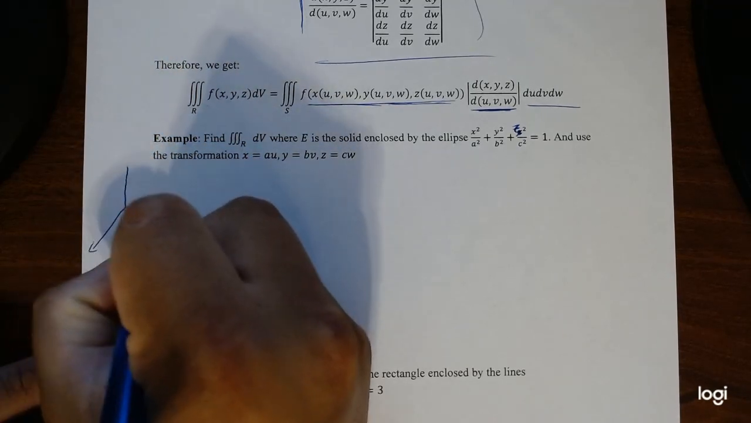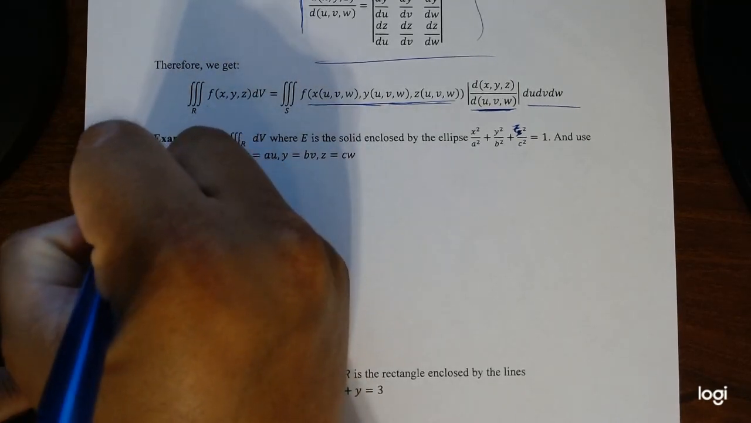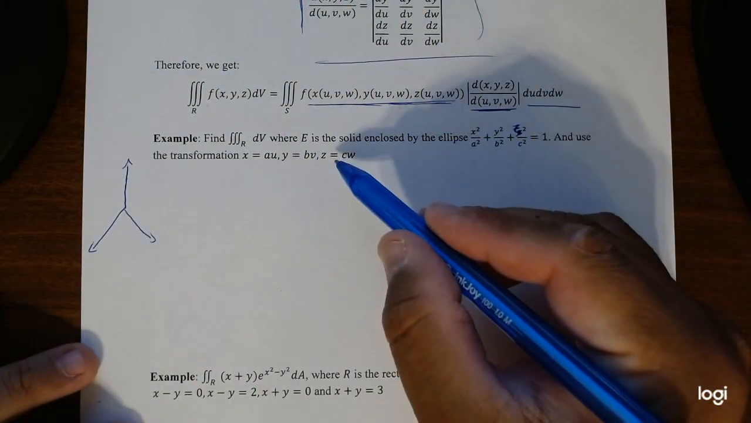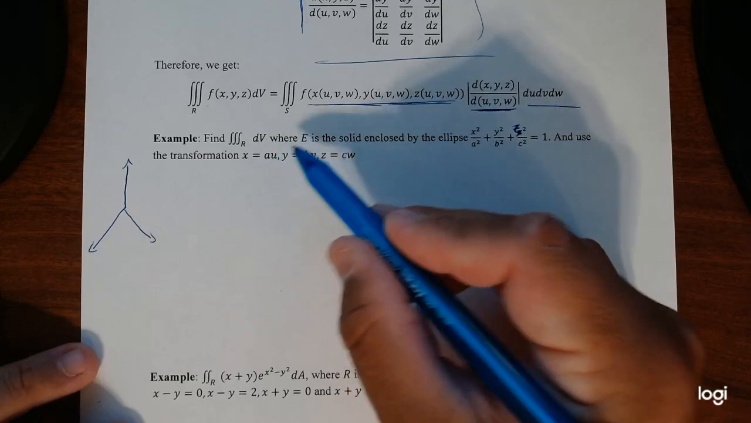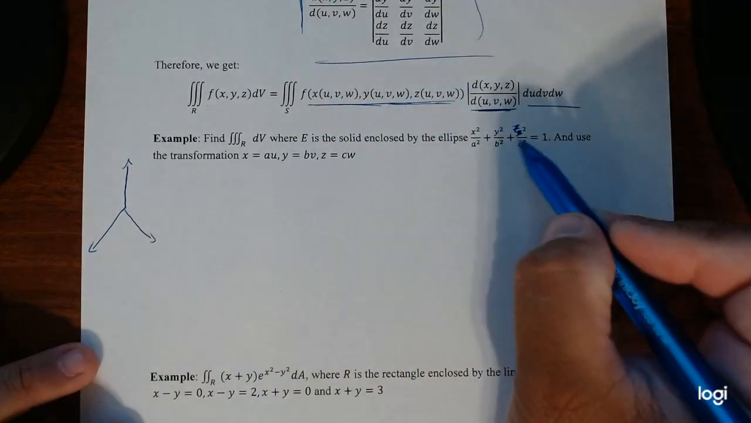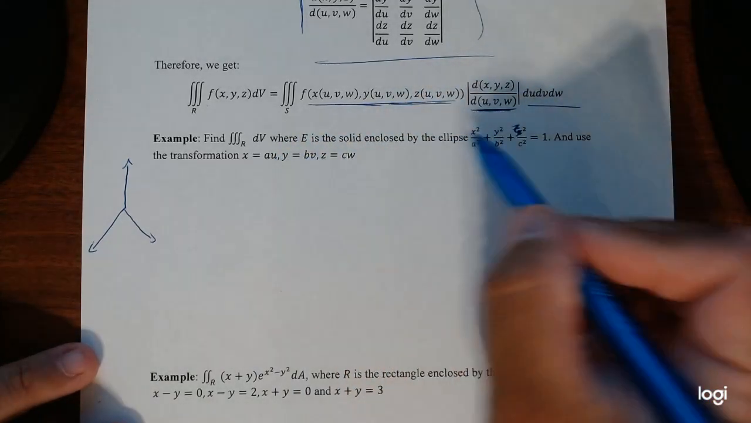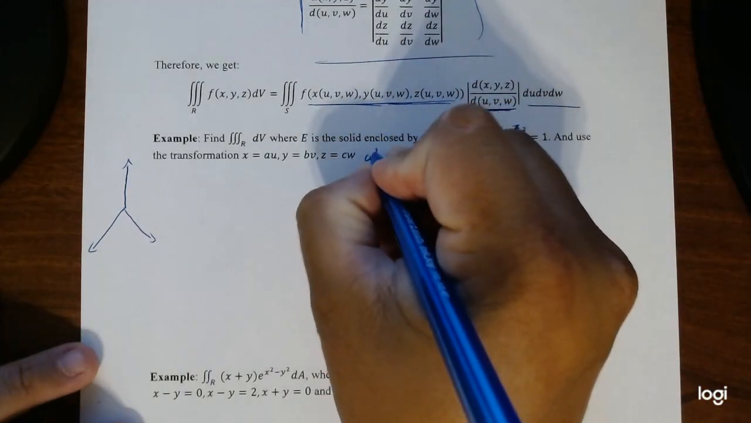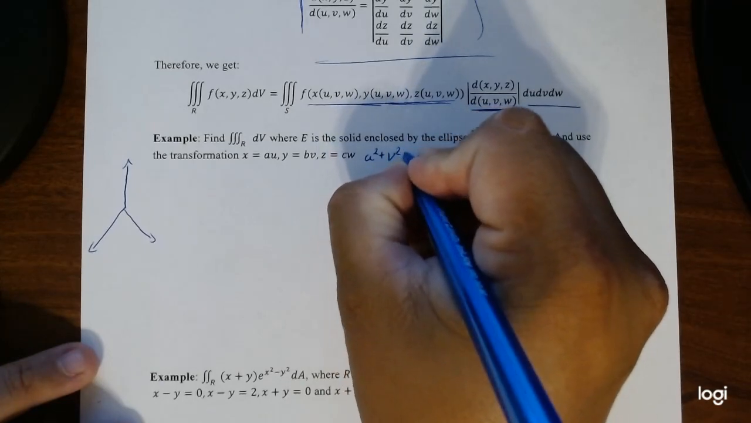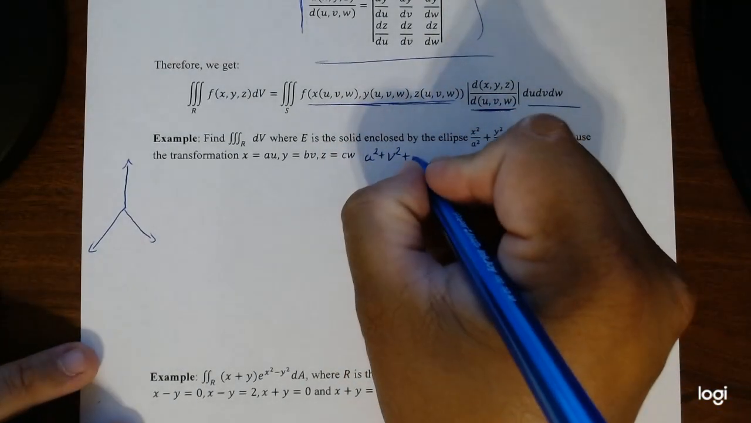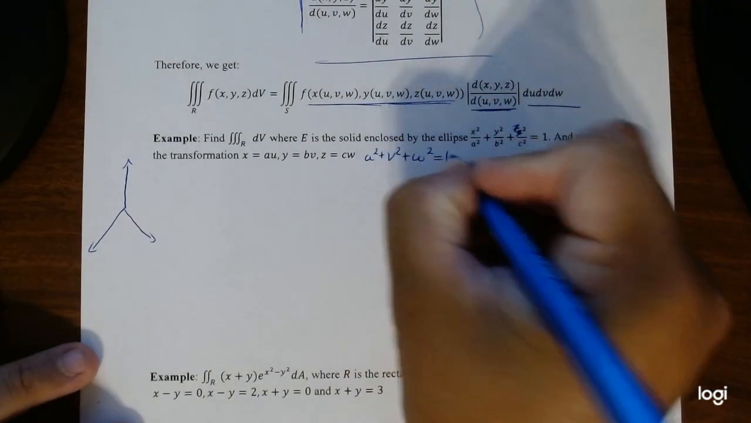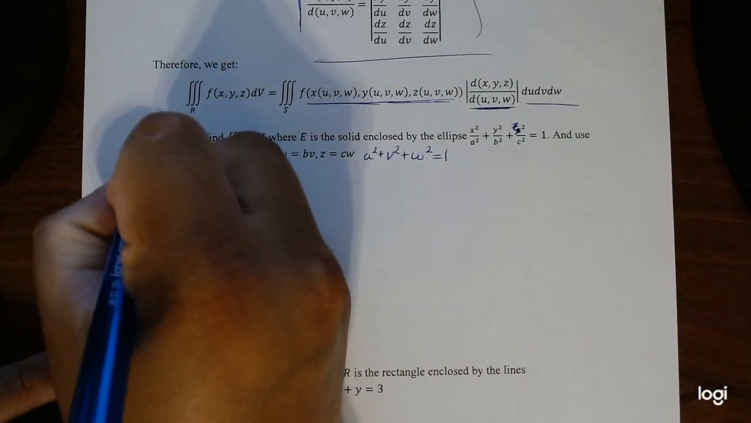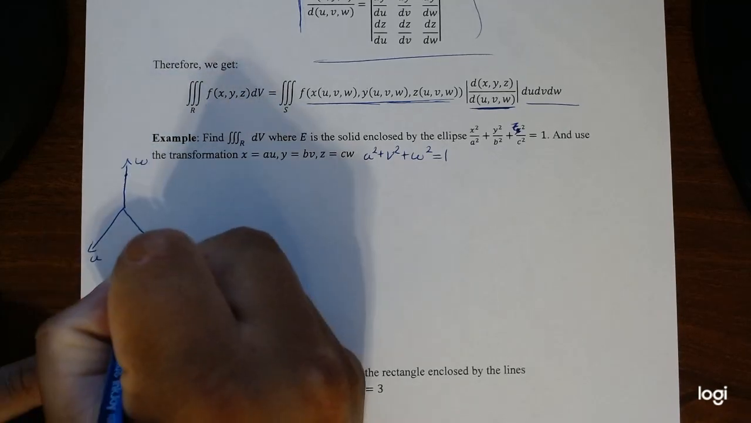So if we just quickly draw this. No, I'm not going to draw the ellipse itself. I'm going to draw its transformation. If I plug in a for x, y, z into here, notice the a's will cancel, the b's will cancel, and the c's will cancel once you square it. So we just get u squared plus v squared plus w squared equals 1.